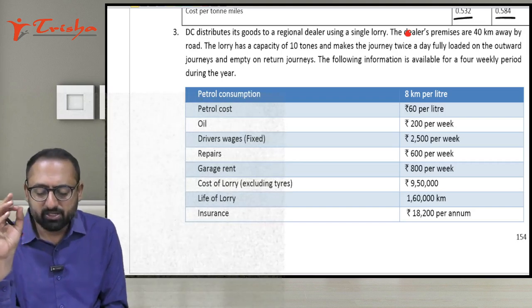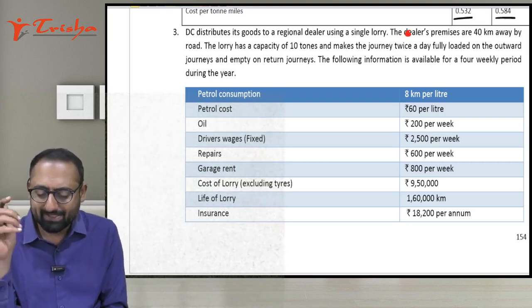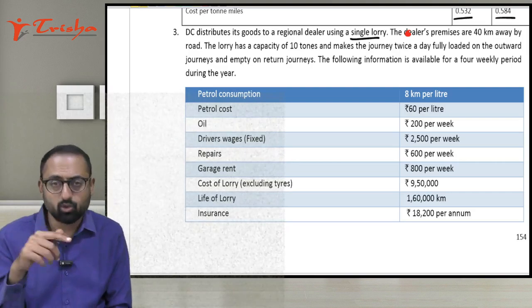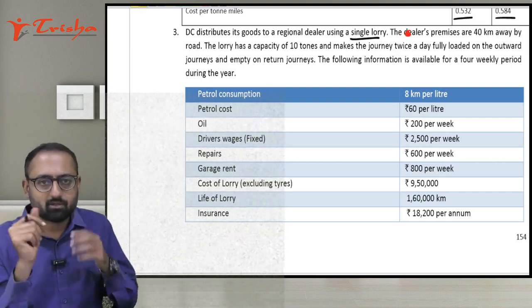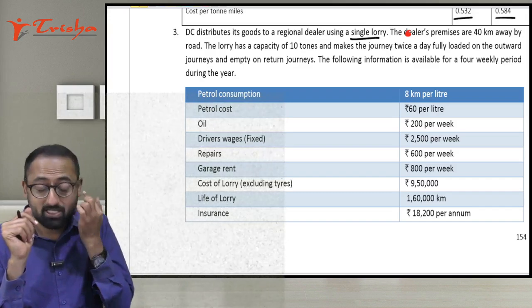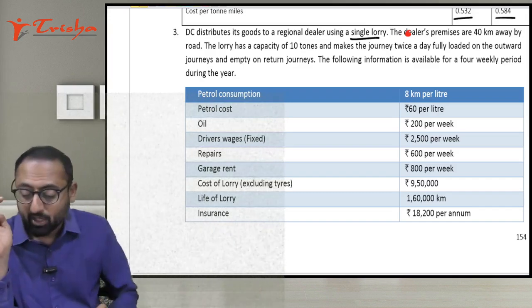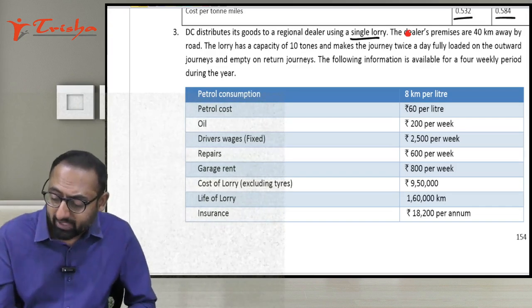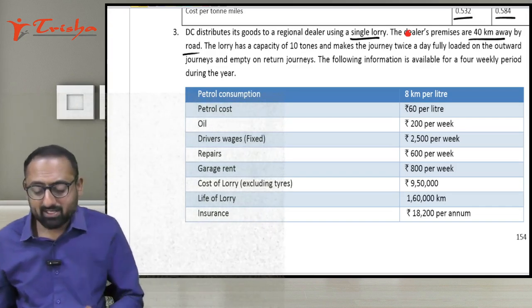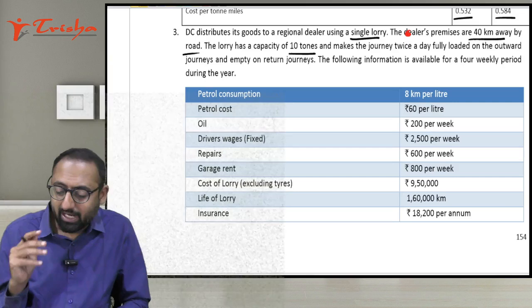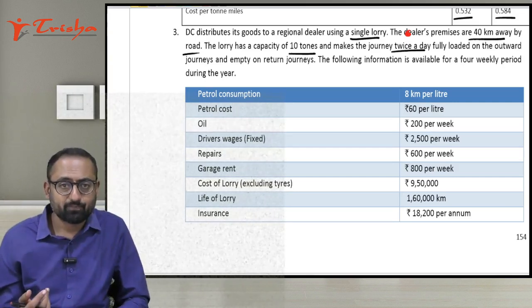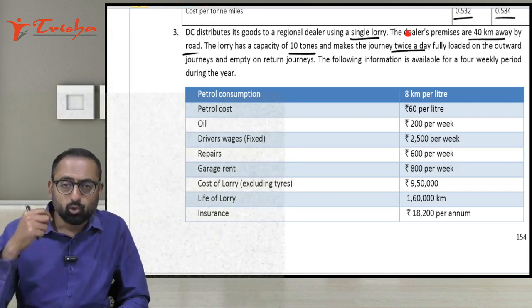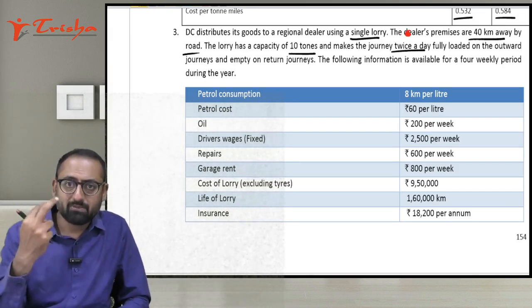DC distributes its goods to a regional dealer using a single lorry. Again, one more big question we are going to solve, of a goods transport agency. The dealer premises is 40 kilometers away by road. The lorry has a capacity of 10 tons and makes the journey twice a day. Twice a day means 2 times outward journey, 2 times return journey.